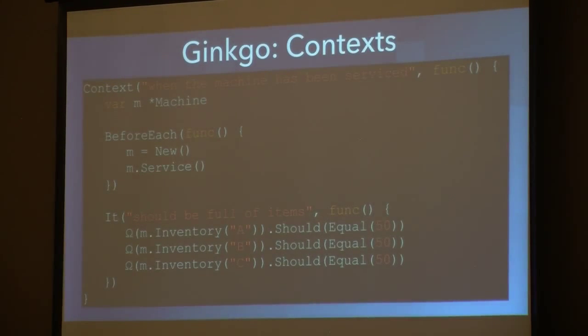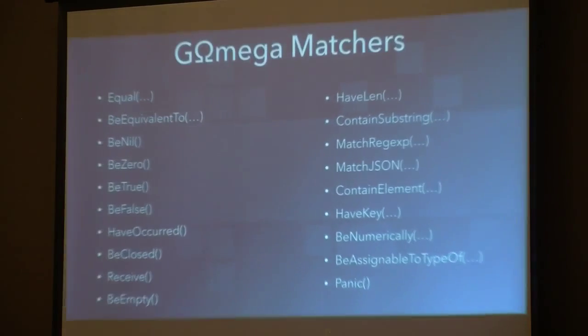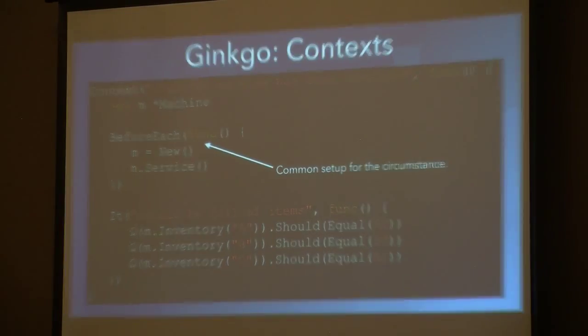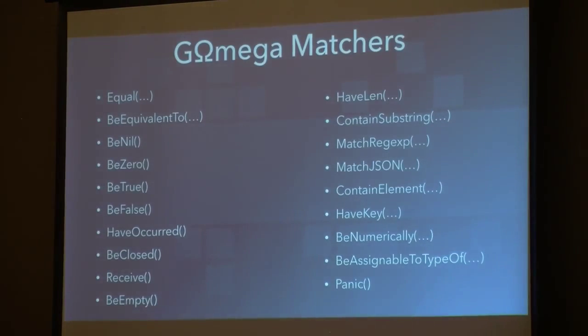You can do Context, so I can say, okay, when the machine has been serviced, and then have a BeforeEach that says, okay, every time I run through a test in this context, initialize this machine to this state, and then run through the various matchers. So I'm going to say, okay, assuming that it's been serviced, then I should have stuff in inventory. And there's a whole list of matchers out there. A lot of the stuff that you would expect to find in like a Hamcrest type library.